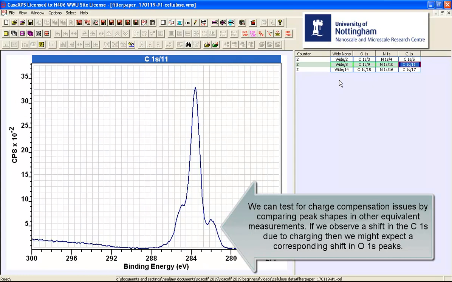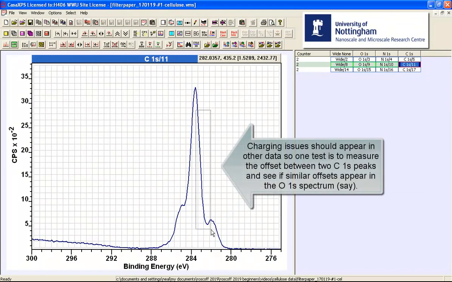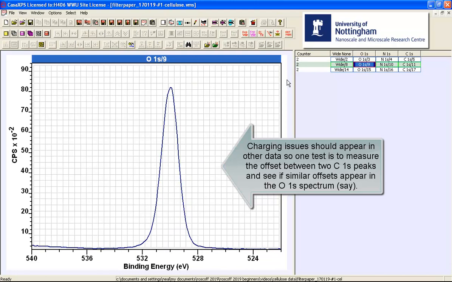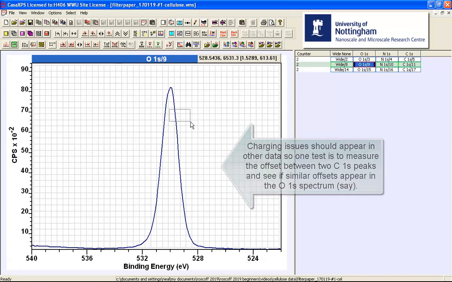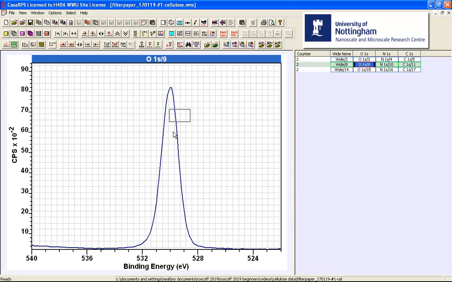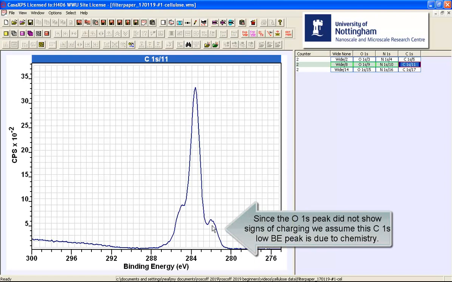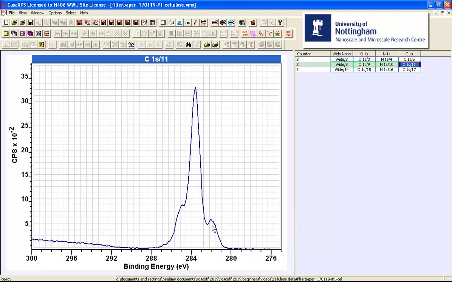So let us now have a look at the oxygen peak. The difference is 1.5 eV. If I look at the oxygen peak and go 1.5 eV here, well, if this was charging, we might expect some oxygen to also charge, in which case we might see a splitting of this oxygen peak at around about the same sort of offset, but we don't see it. So this low binding energy peak is probably due to some contamination of the material or some impurity within the material that is producing a CH type peak.